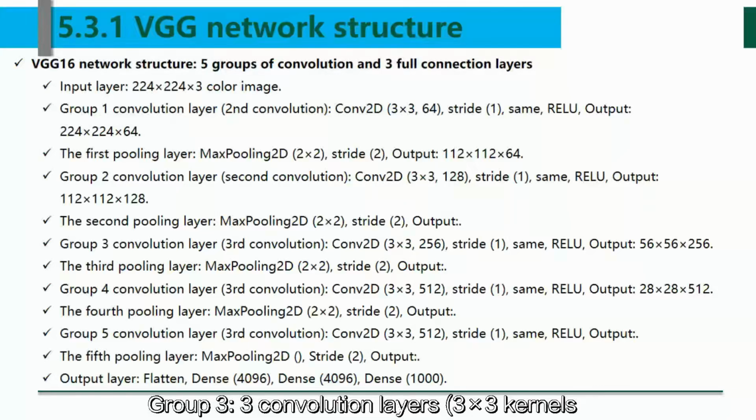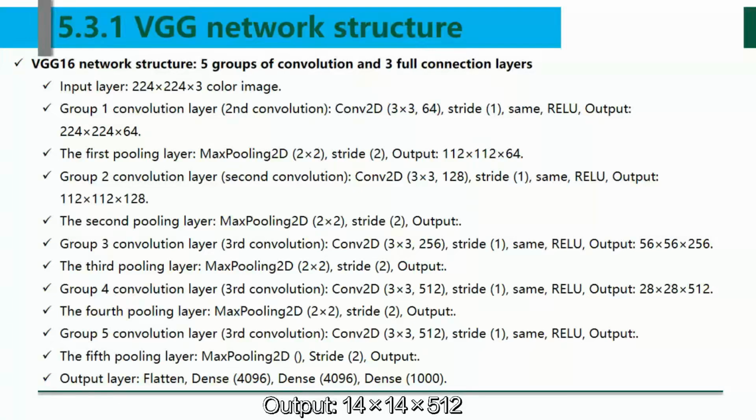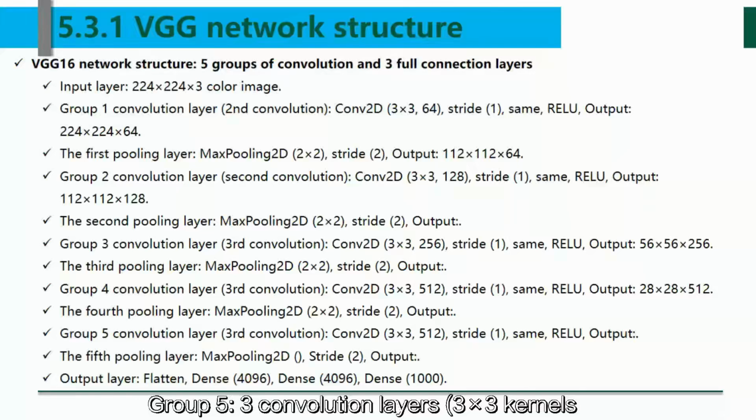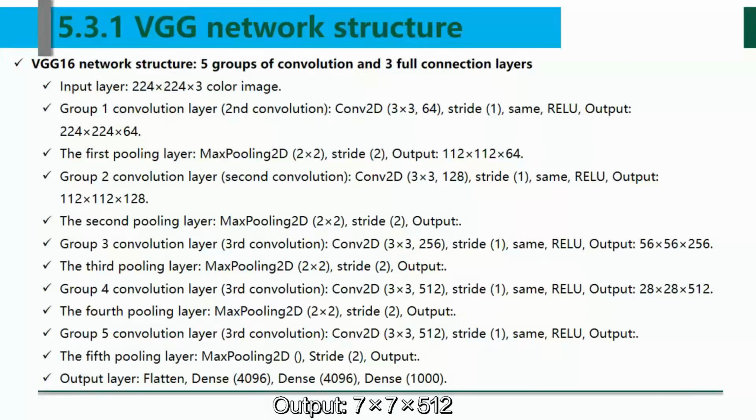Group 3: 3 convolution layers, 3 by 3 kernels, 256 channels each, max pooling. Output: 28 by 28 by 256. Group 4: 3 convolution layers, 3 by 3 kernels, 512 channels each, max pooling. Output: 14 by 14 by 512. Group 5: 3 convolution layers, 3 by 3 kernels, 512 channels each, max pooling. Output: 7 by 7 by 512.